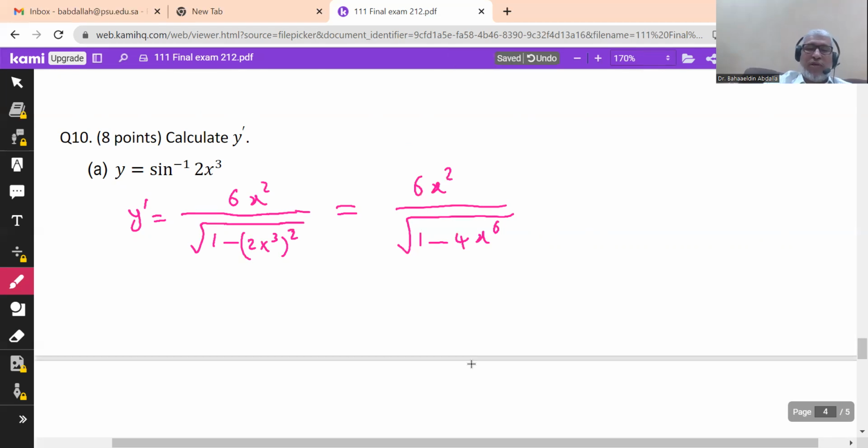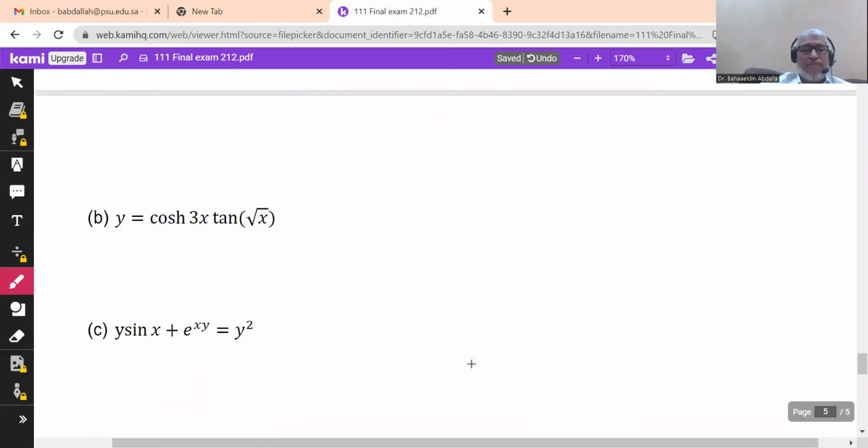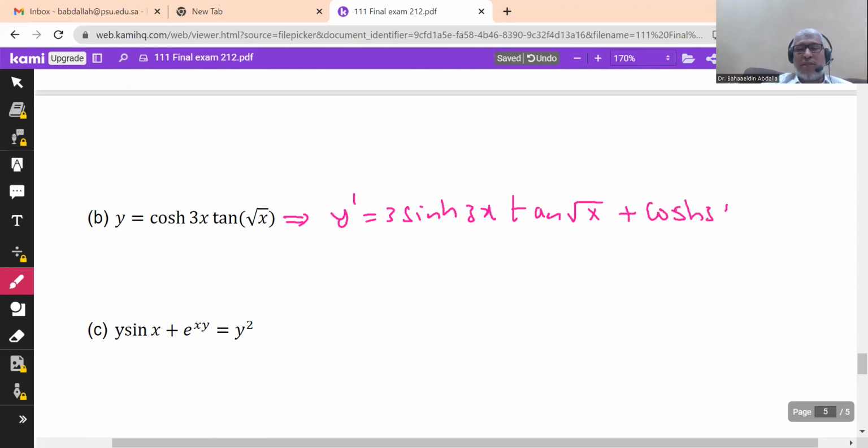3 times 2 is 6. That's the derivative. Here I use the product rule. The derivative of cosh is sinh times 3 because of the 3x, times tan of the square root of x, plus cosh 3x times the derivative of tan. The derivative of tan is secant squared times the derivative of the square root of x, which is 1 over 2 square root of x. So that's the derivative.